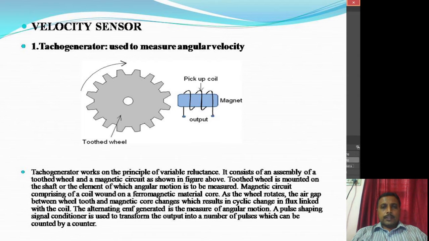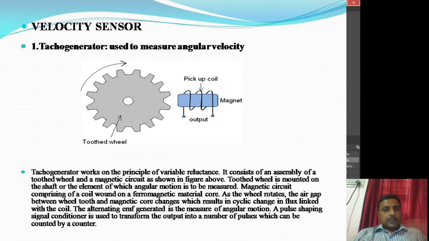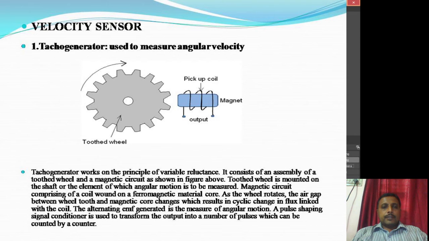Coming to the construction, as shown in the sketch, you can see a toothed wheel and a magnetic circuit. The toothed wheel is mounted on a shaft which is used to measure the angular motion. The magnetic circuit consists of a coil wound on a ferromagnetic material. So this is part of the construction.